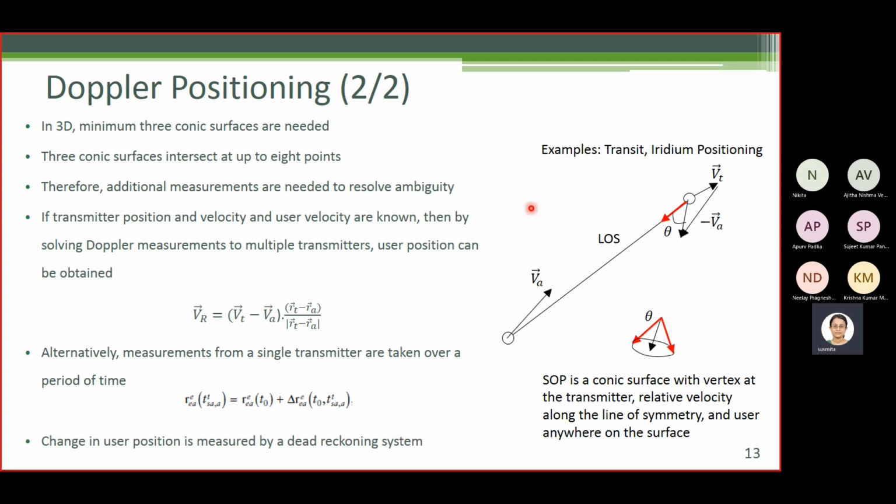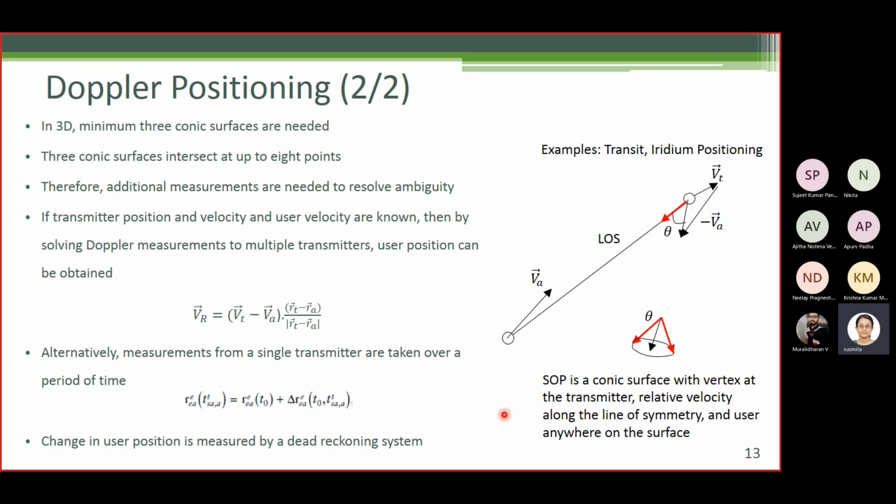The examples of Doppler positioning are Transit and Iridium positioning. Transit was developed before GPS by the Applied Physics Laboratory at the Johns Hopkins University. It was a constellation of 4 to 7 satellites in low altitude orbits. Orbital radius was of the order of 1100 kilometers. At a time, only one satellite was visible to the user.